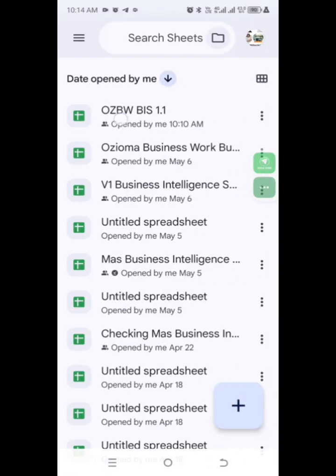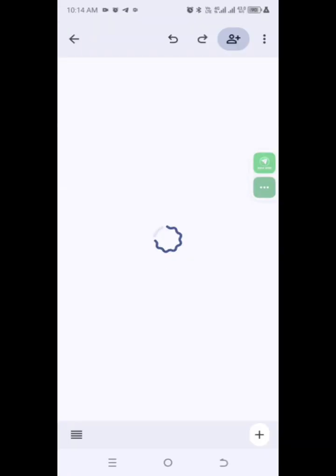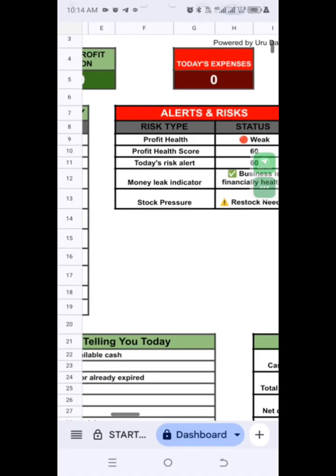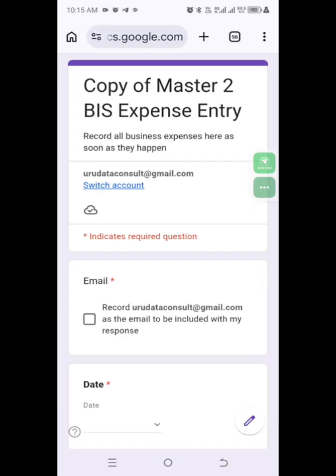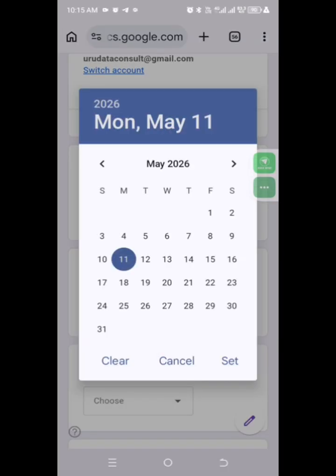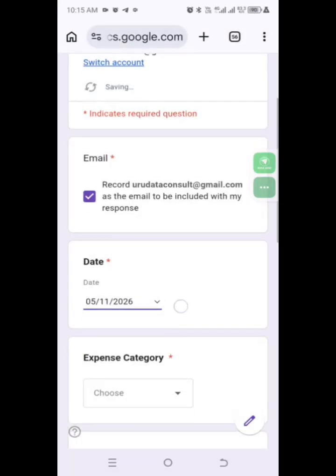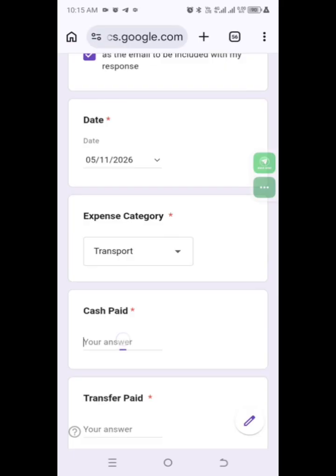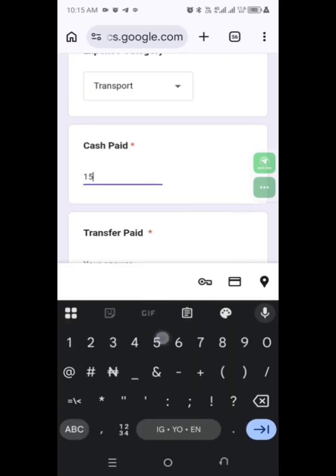Okay, so now I would like us to enter an expense. So this is where we record the expense. The day we made the expense is today. The category of expense, let's assume we made is transport. We went to buy something and we paid 1,500.